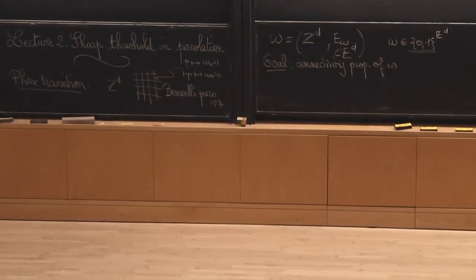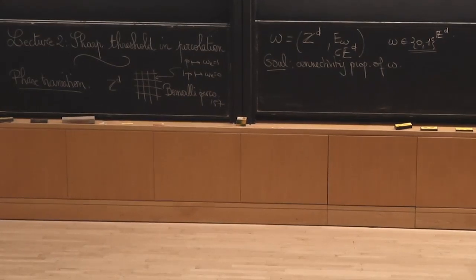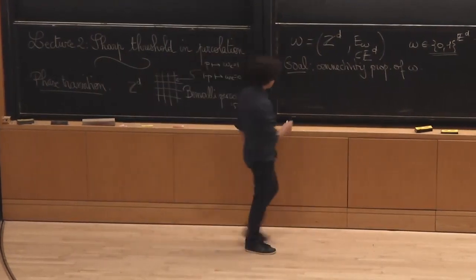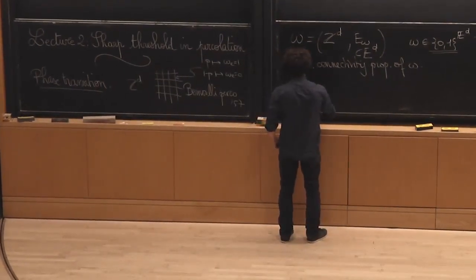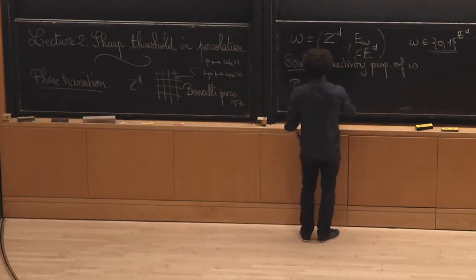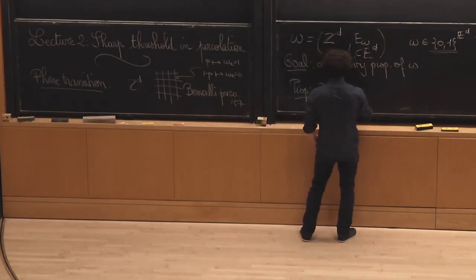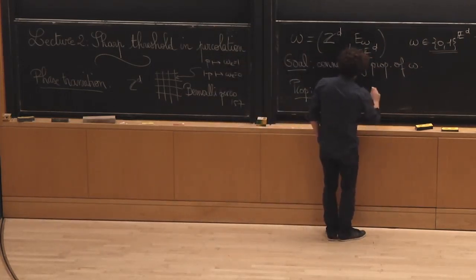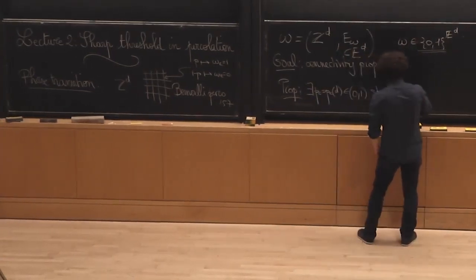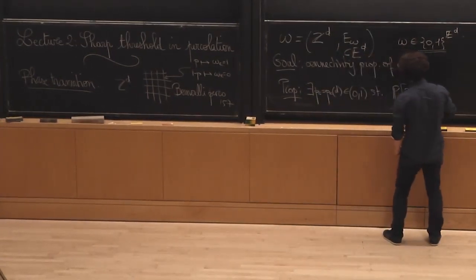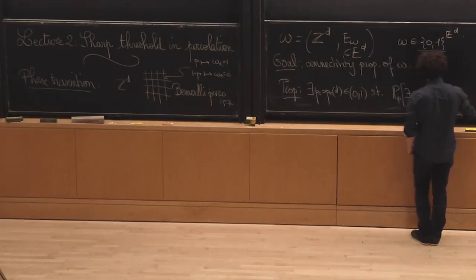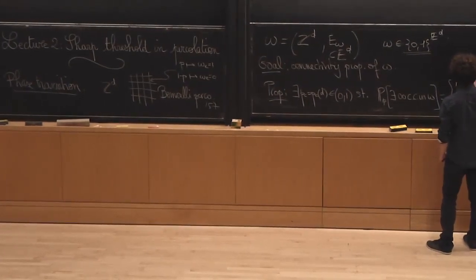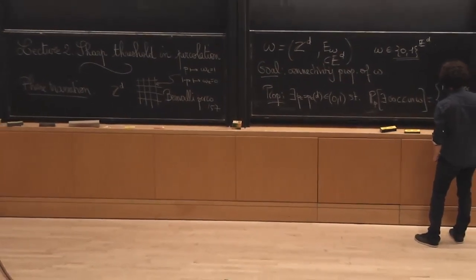And one of the nice things about this model is that it exactly undergoes a phase transition like here, in the following sense: there exists a parameter pc, and this is really a parameter that depends on d. And this parameter is between 0 and 1, such that the probability that there exists an infinite connected component in omega is 1 if p is larger than pc, and 0 if p is smaller than pc.